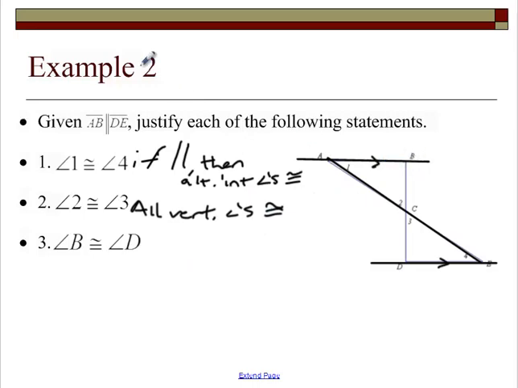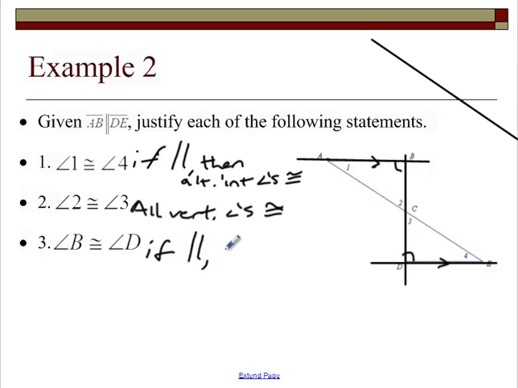Angle B and angle D. So if you look at angle B and angle D, let's move that out of the way, B and D are on the same transversal. They're on a transversal right here. So angle B, right in here, and angle D are in between, and they're on the same transversal, so they're alternate interior angles. If parallel, then alternate interior angles are congruent.